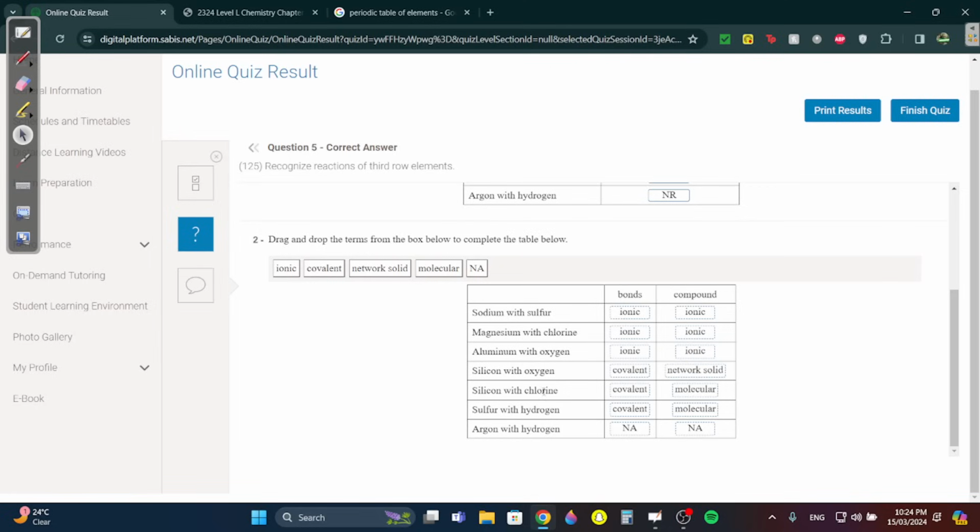Silicon with chlorine, what's it called, non-metal, non-metal, covalent, molecular. Sulfur with hydrogen, it's covalent, molecular. Again, because non-metal, non-metal. Argon with hydrogen, N/A, because there's nothing here, no reaction.